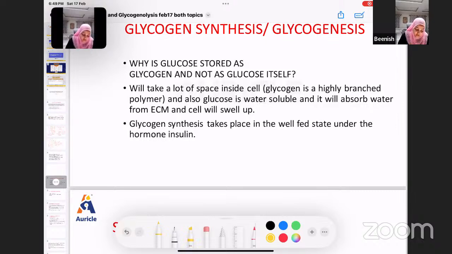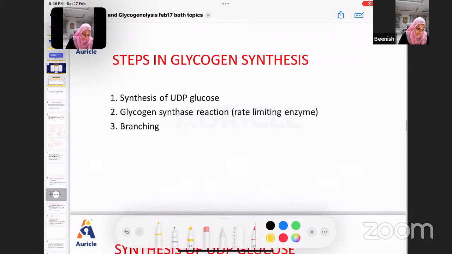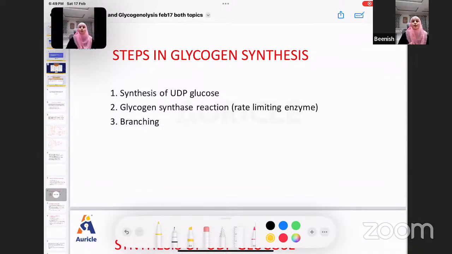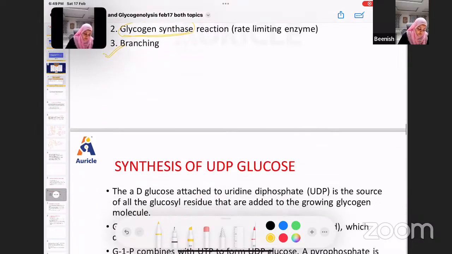Now, glycogen synthesis takes place in the well-fed state under the effect of the hormone insulin. Regulation of glycogen, we'll talk about later. But for now, you should know that glycogen is synthesized when there is excess glucose coming into the body, more than you need, so you synthesize and store it for later use as glycogen. Now, steps in glycogen synthesis. The first step is synthesis of UDP glucose. The next step is the glycogen synthase reaction. This is the rate limiting enzyme. And then comes the branching, which is the last step of glycogen synthesis.